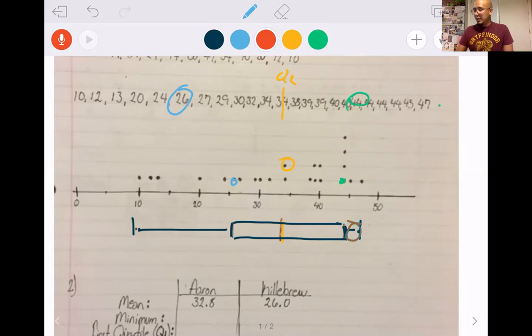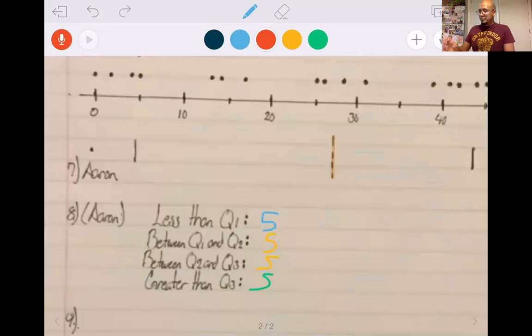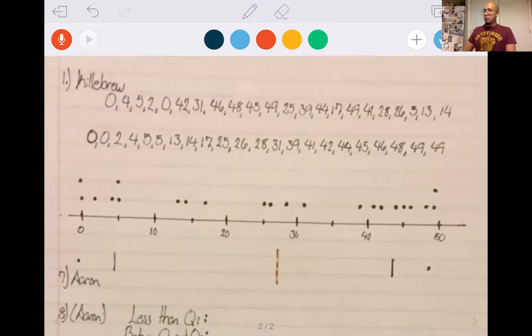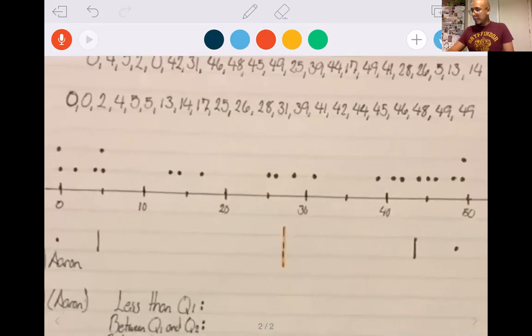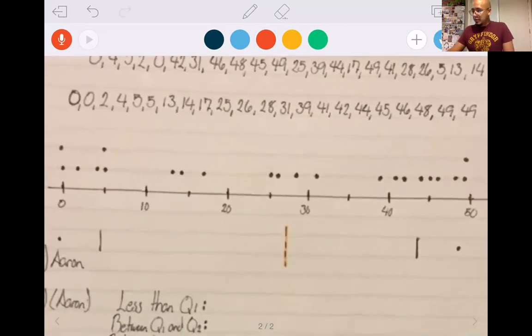All right, now I know that that's probably a little confusing, so let's do the same thing with the second person here. So again, we made a dot plot for Kilbrew, and now we're going to make a box plot using the same information. Our median for Kilbrew was right here, right between 26 and 28. 26 plus 28 was 54, divided by 2 was 27. So right at 27, notice how we have 25 right here, and then 26 and 27.